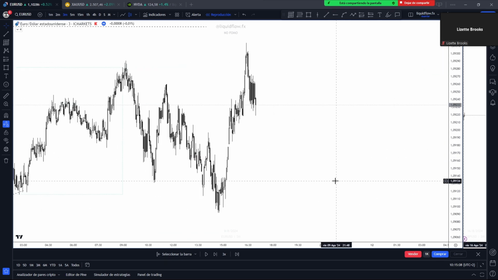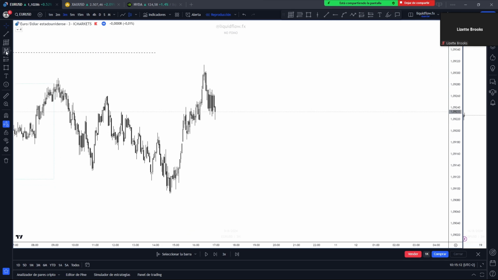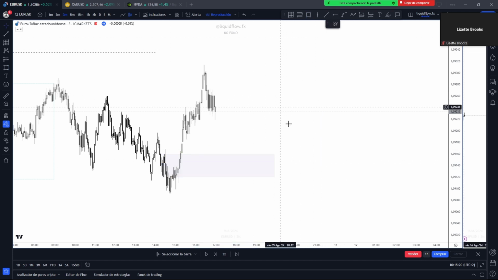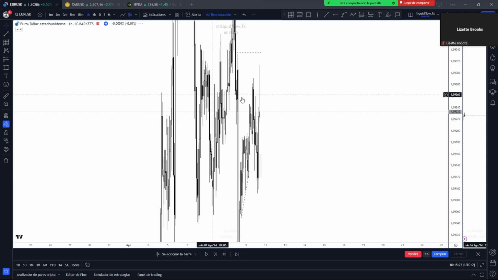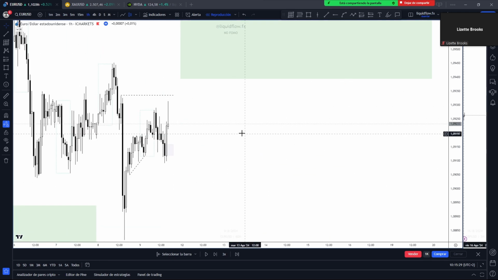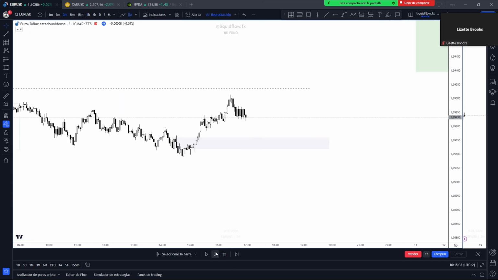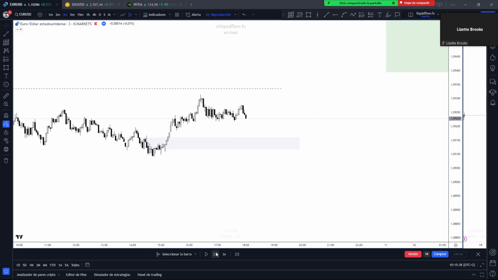So it's probably 2 p.m. here. We have the change here. We have the breaker block here. This is our POI. And what we have here? This is our 1 hour DOL. So we don't have anything there. It's not tapped in yet. So when the market comes, you could try to trade off of there.